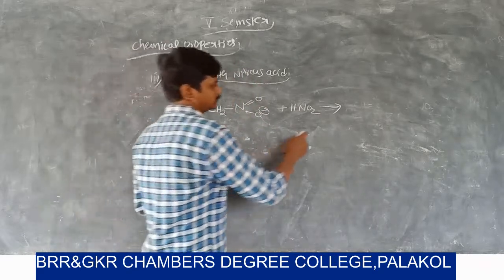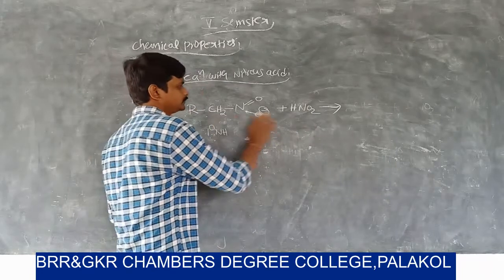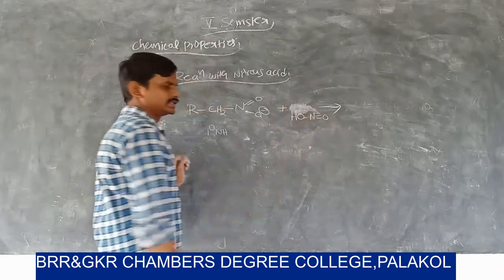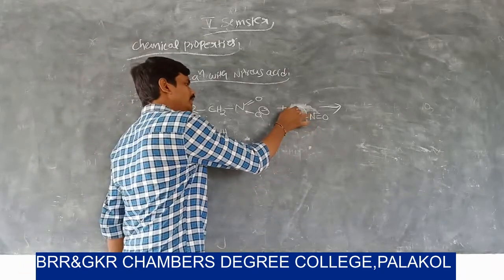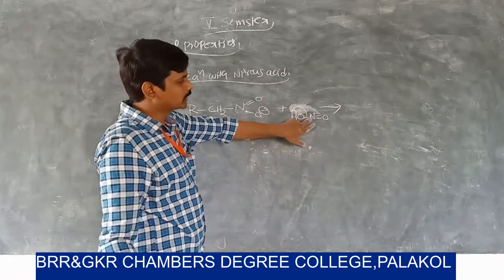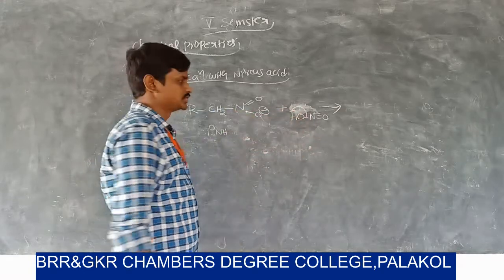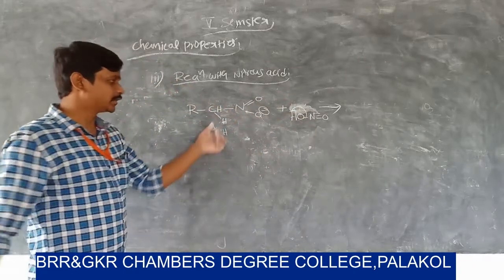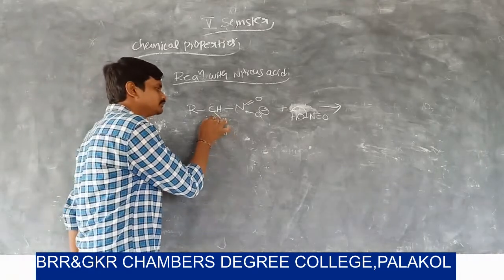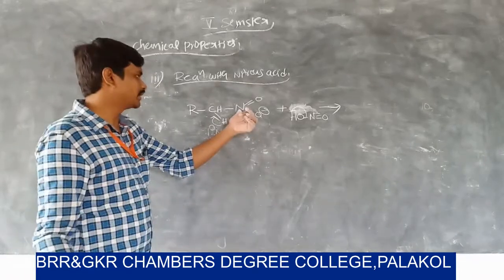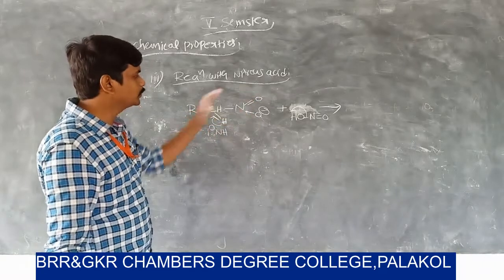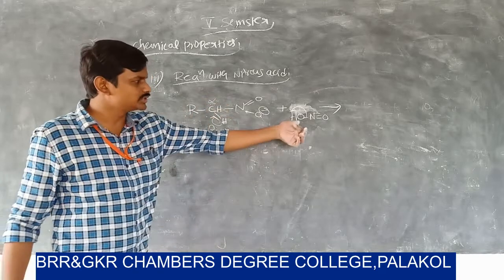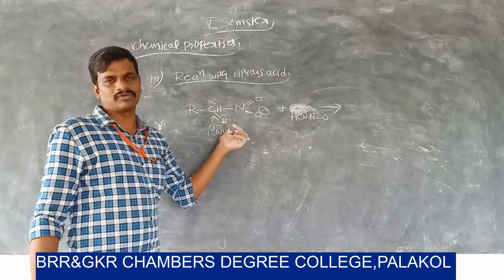So let us see the mechanism. Here nitrous acid can be written like this. The more electronegative atom is oxygen, so the bond between nitrogen and oxygen migrates towards oxygen, and oxygen gets a negative charge. Here you can take a primary nitrohydrocarbon having alpha hydrogen. That means the carbon adjacent to the NO2 group is called alpha, and this carbon has hydrogens. Now this negatively charged species abstracts an alpha proton.